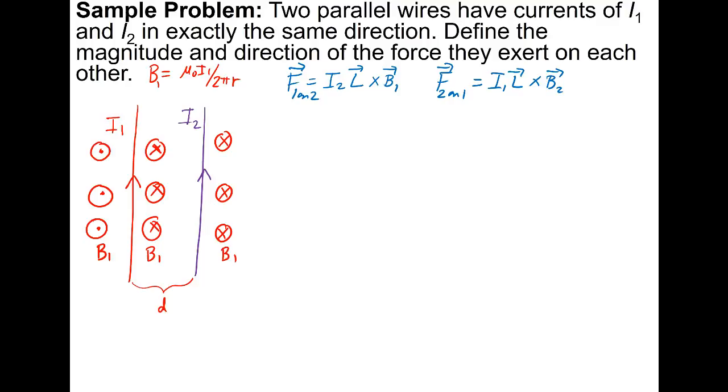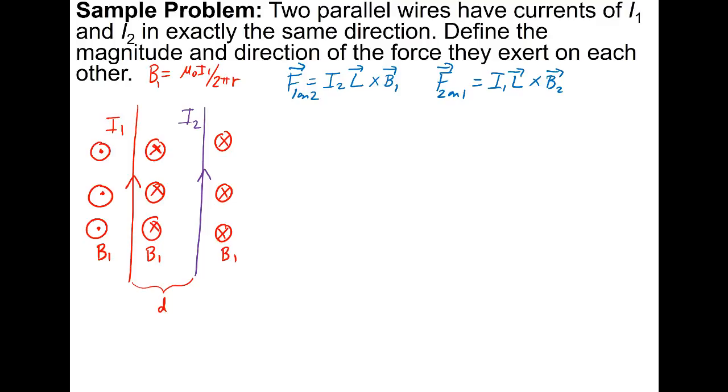Now this is the important point here, that I2 experiences a force because of the field that I1 is making. I2 does not experience a force from B2, and I1 does not experience a force from B1. Just like you can't pick yourself up. A wire can't exert a force on itself. There has to be an interaction between two things.